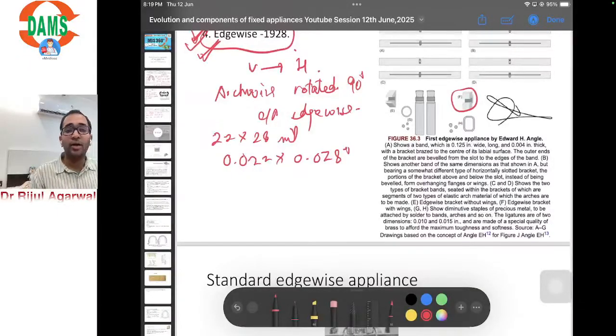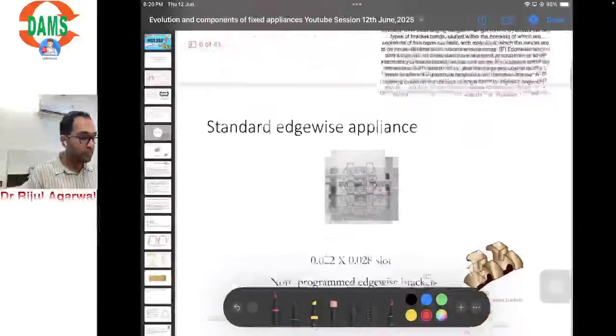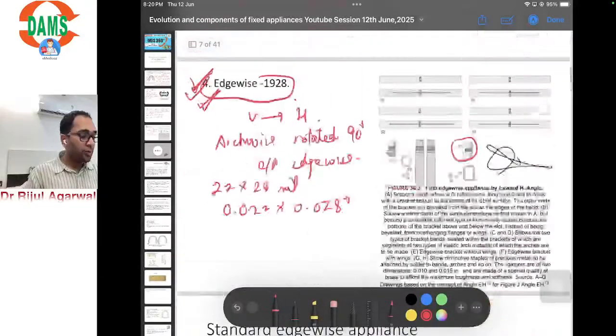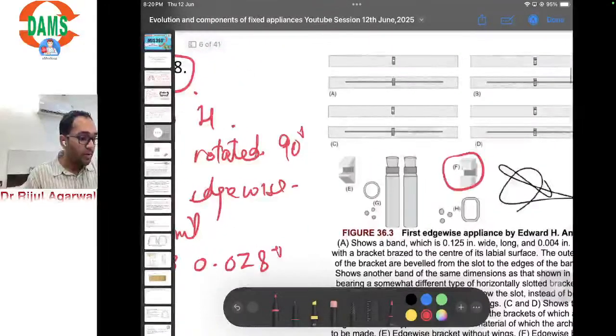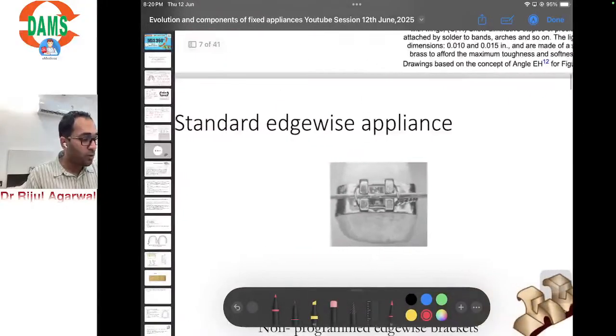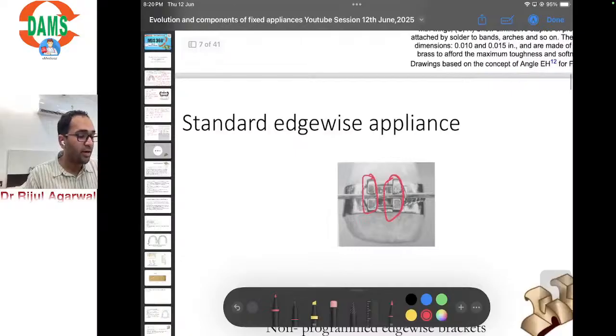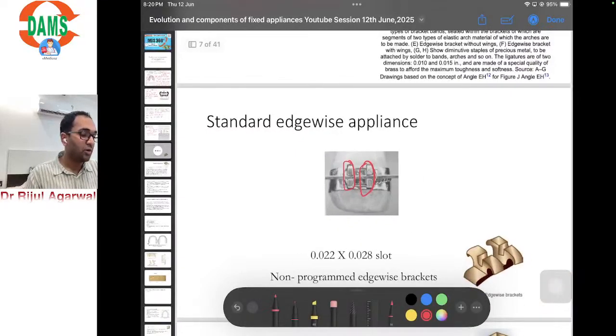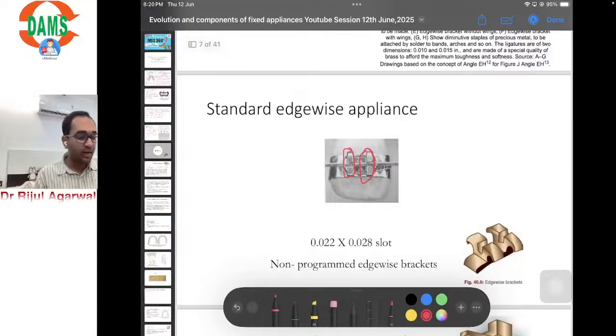Advantage: it provided excellent control in all three planes of space, that is, excellent control over crown and root position. Okay, so this is the latest series, the latest edgewise appliance. What Angle gave was the single edge. Later on it was modified and two slots were added to make it a standard edgewise or a non-programmed edgewise bracket. This is like this.